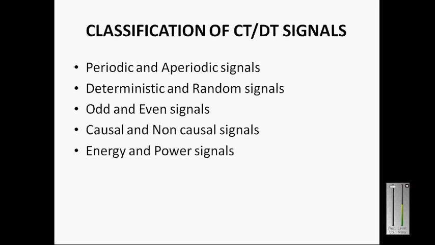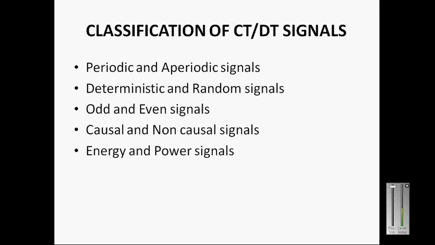Then the classification of continuous time signals and discrete time signals. They are classified into 5 different types: periodic and aperiodic signals, otherwise called non-periodic signals; deterministic and non-deterministic signals, or random signals; odd and even signals; causal and non-causal signals; and energy and power signals.